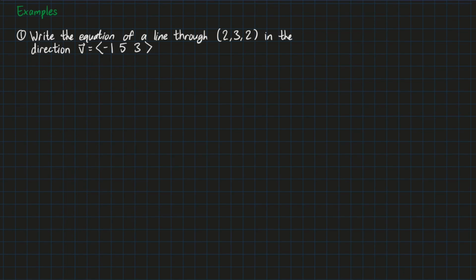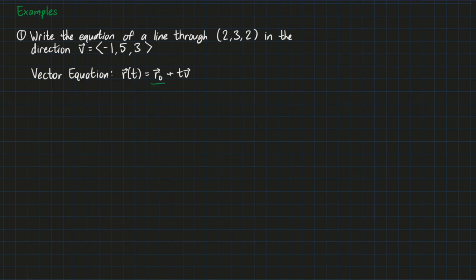Okay, so let's do some examples. Number 1, write the equation of a line through 2, 3, 2 in the direction v equals -1, 5, and 3. So remember, our vector equation is r of t equals r0 plus t times v.